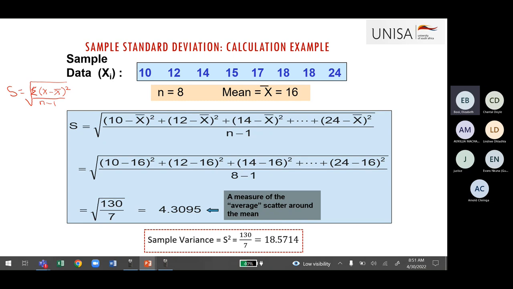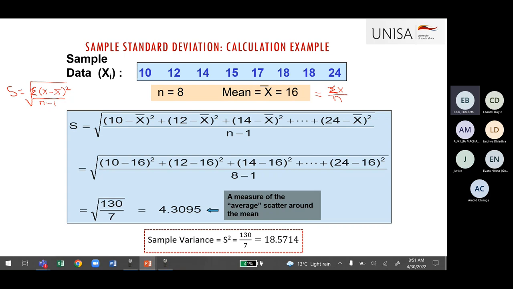So given the data set that we have, which starts from 10 and is in order anyway, from 10 until 24, we can count how many there are. That will be our sample size. There are 8 data values displayed here. We can also calculate the mean, because we will require the mean in the formula. The mean is the sum of all observations divided by how many there are. So you add all the observations and divide by 8, and that will give you 16.